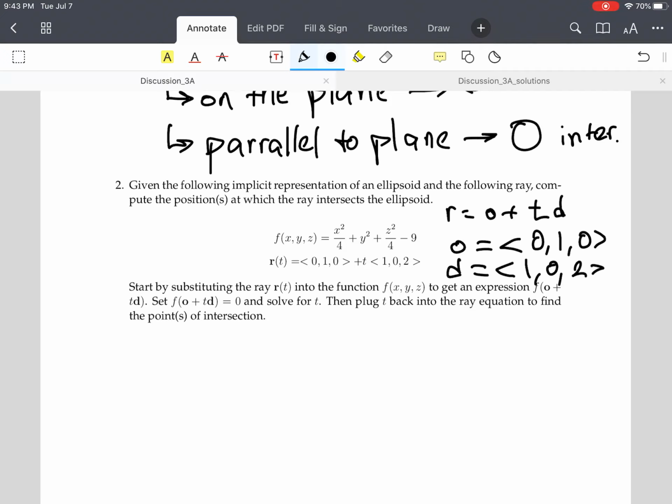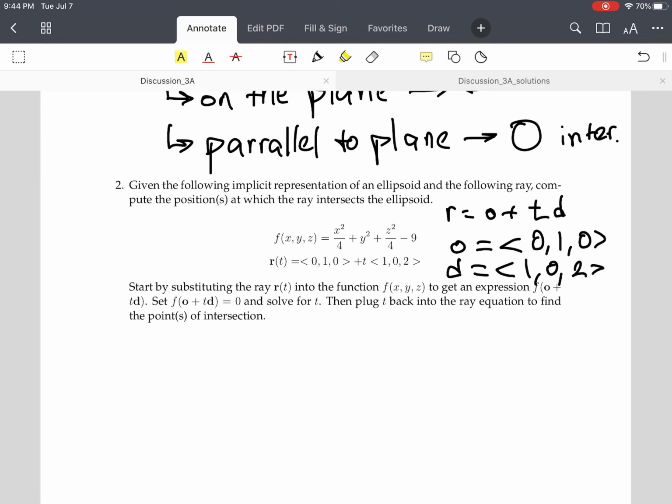Okay, so now we want to find when this intersects. So we want to find when this position, when r of t satisfies this equation here, f of x, y, z is equal to this. So start by substituting the ray r of t into the function to get an expression f of O plus tD, set that equal to 0, and then solve for t. And then we can plug that back in, okay? So let's go ahead and do this.